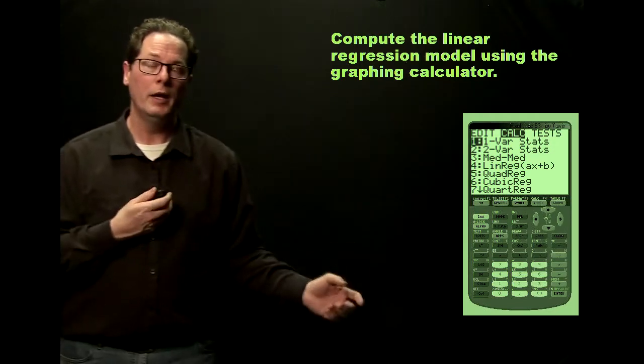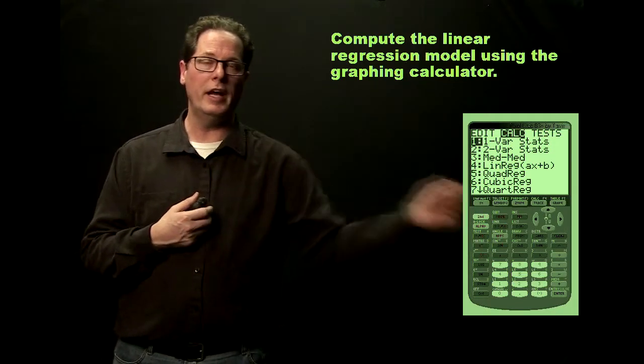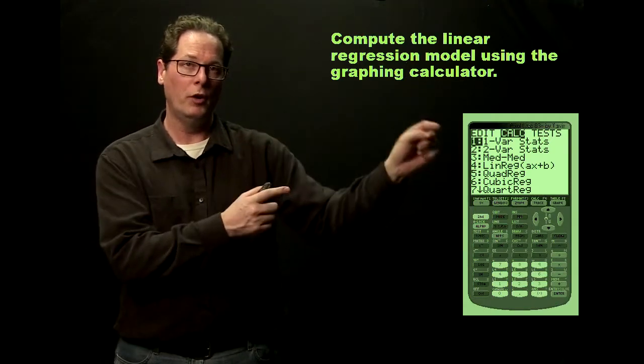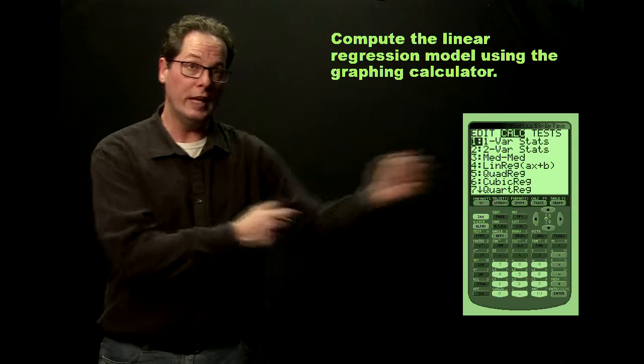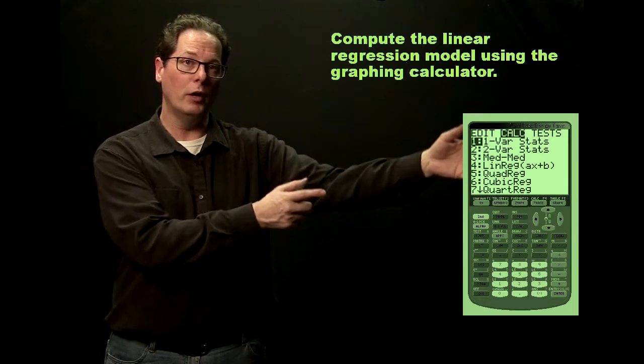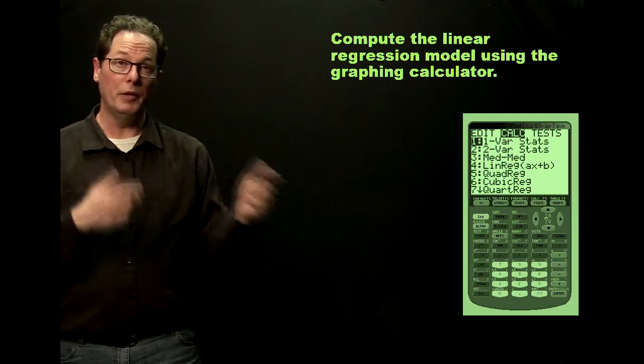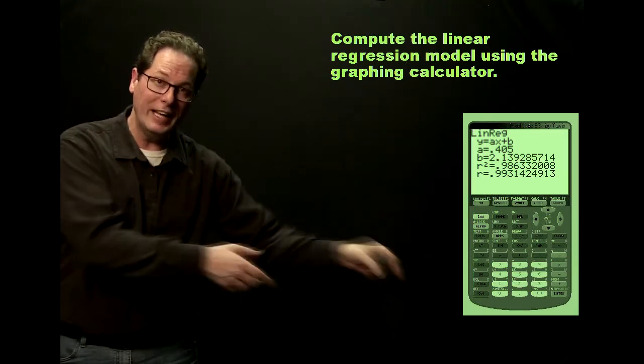Okay, once we're there, we're going to hit stat again. Hitting stat, we've got what's called the calc menu, so we're going to move over with our arrow. We were in the edit menu, now we're in the calc menu. So in the calc menu, we're going to go down to number 4. Now you can just hit number 4 on your calculator, and it'll pull it up, and you're going to hit enter again.